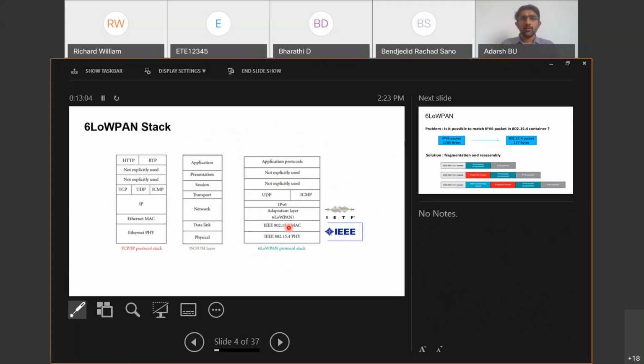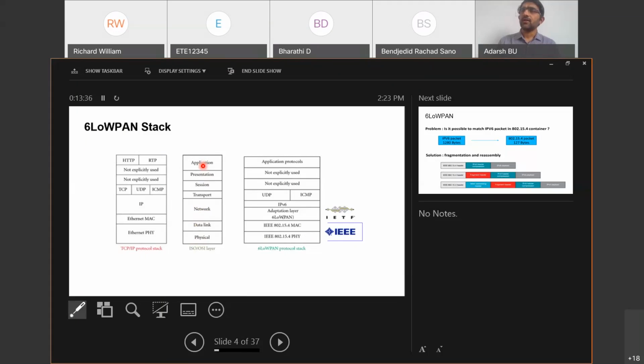Okay, now I'm at the part of the comparison of the stack, the 6LoWPAN stack. We all know the 6LoWPAN stack very well. Before going to it, I would like to touch on the very well-known OSI layers. That is 7 layers of a stack: physical layer, data link, network, transport, session, presentation, and application.